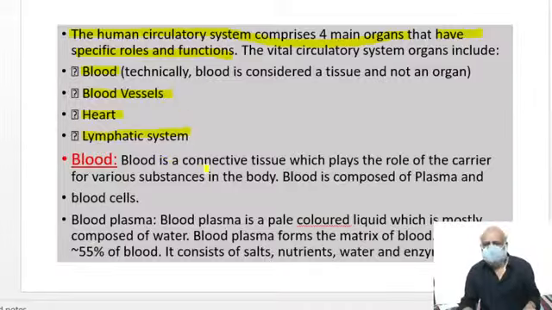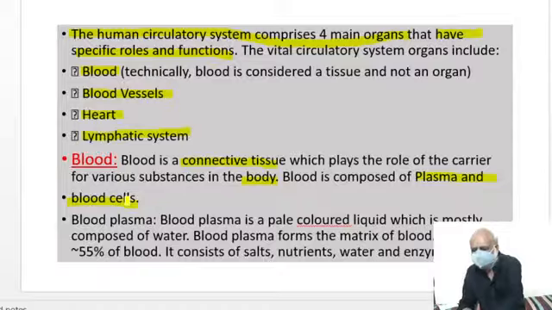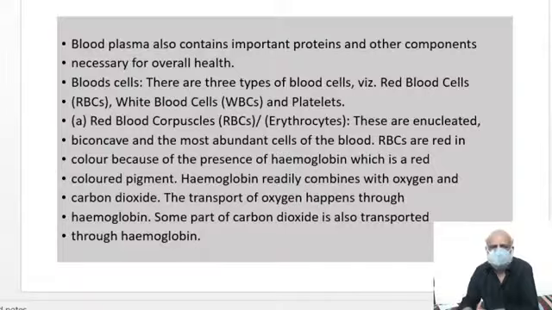As we know, blood is a connective tissue which plays the role of the carrier for various substances in the body. Blood is composed of plasma and blood cells. The other components of the blood are blood cells, that is RBCs, WBCs, and platelets.